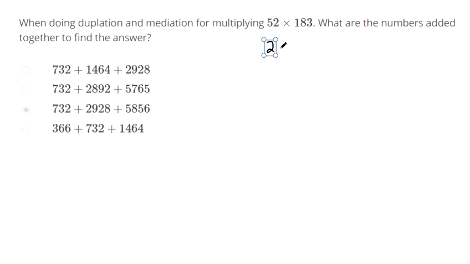52 divided by 2 makes 26. Then divide the new number by 2. Then divide the new number by 2. Now look, we would have a remainder. 13 divided by 2 is 6 with a remainder of 1. Drop the remainder though, okay? That's how the duplation and mediation method works.